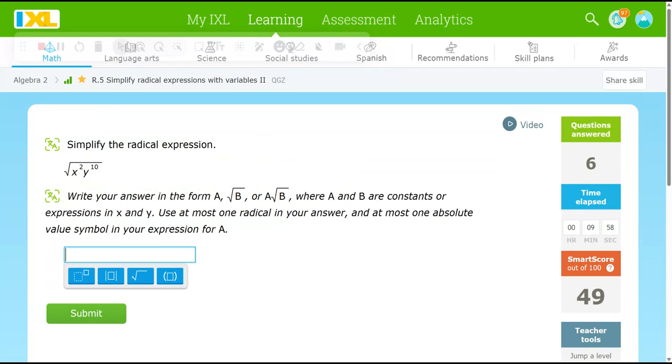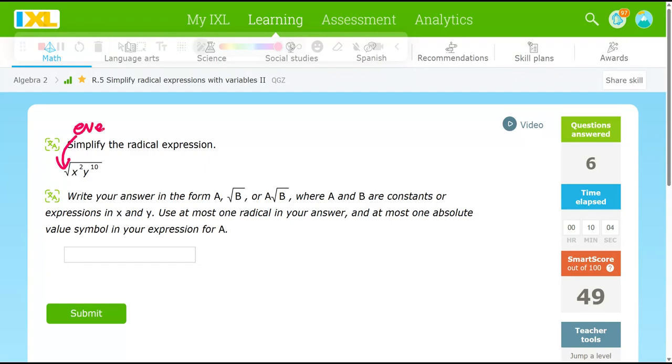Okay, here we go again. This is even, so the answer needs the absolute value sign. Now 2 is divisible by 2, 10 is divisible by 2. So you come out with absolute value of x to the 1 and then y to the 5. None of these is always positive, so you leave them inside the absolute value sign.